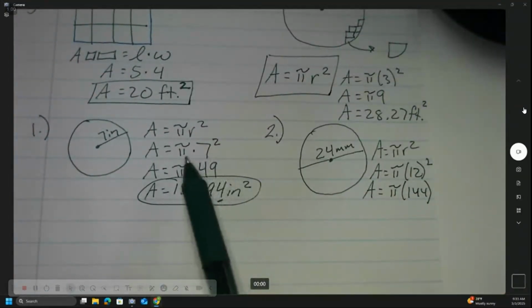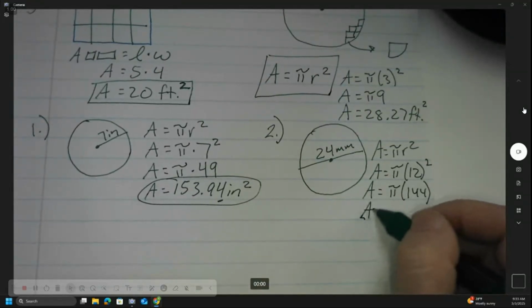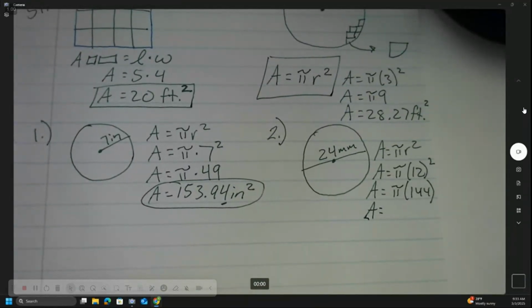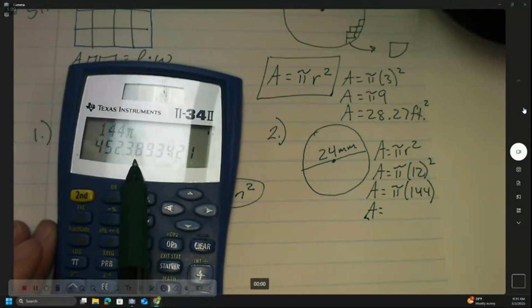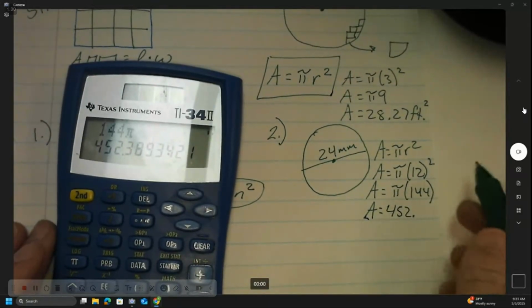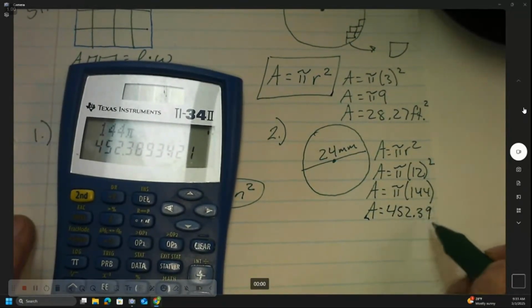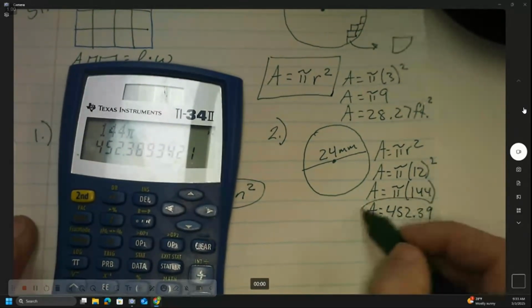Notice Ms. Chiano's using multiple ways to show multiplication. This one I used the dot. This time I'm leaving it with parentheses. I'm going to show some rounding. 144 times pi, once you plug it in, you're going to round to the nearest hundredths place, which is that 8. You look to the right of it, it's a 9. That 9 turns that 8 into a 9. So we have 452 and 39 millimeters squared. Here's your answer.